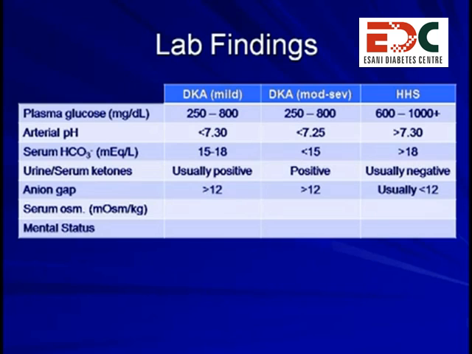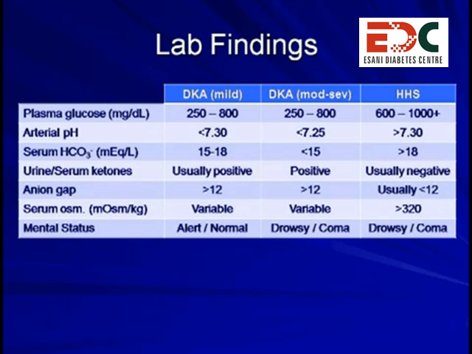The anion gap in all forms of DKA is elevated, while it is usually normal in HHS. Serum osmolarity in DKA can be very variable, while it is almost always increased in HHS, usually above 320 milliosmoles per kilogram. Mental status in mild DKA is usually normal, while in severe DKA and HHS it's usually altered. The alteration in consciousness seen in moderate to severe DKA is generally from either acidosis or dehydration, more so than from hyperosmolarity, which, as I've stated before, is the cause in HHS.